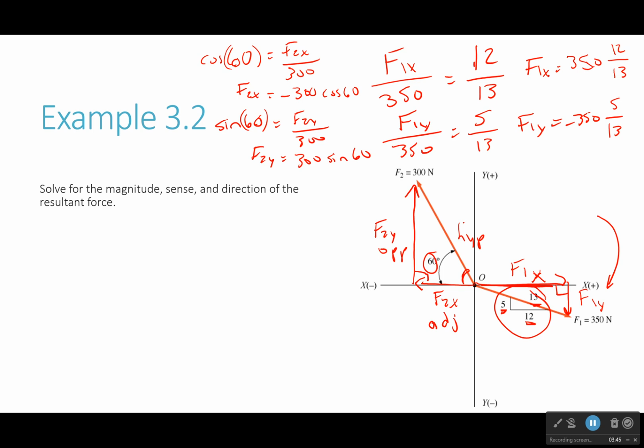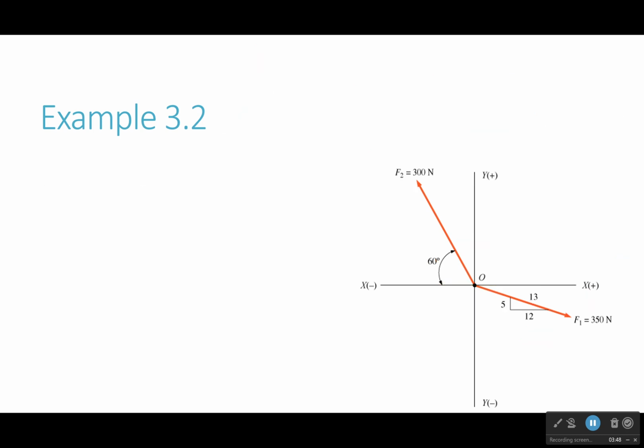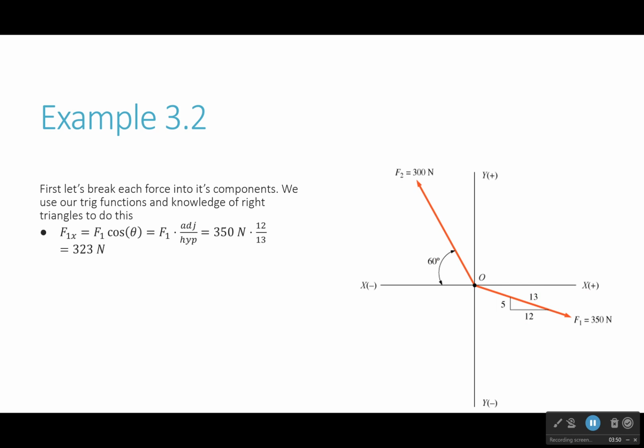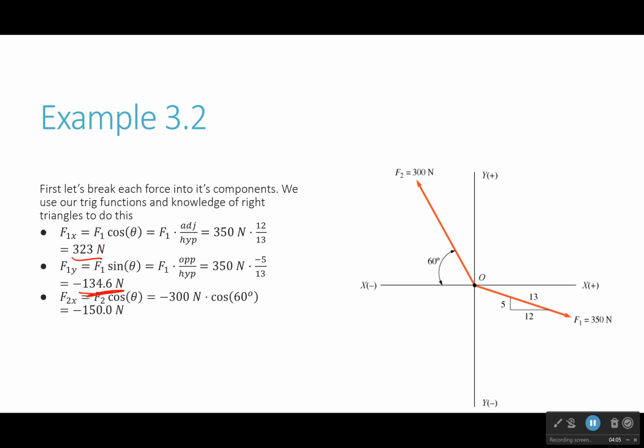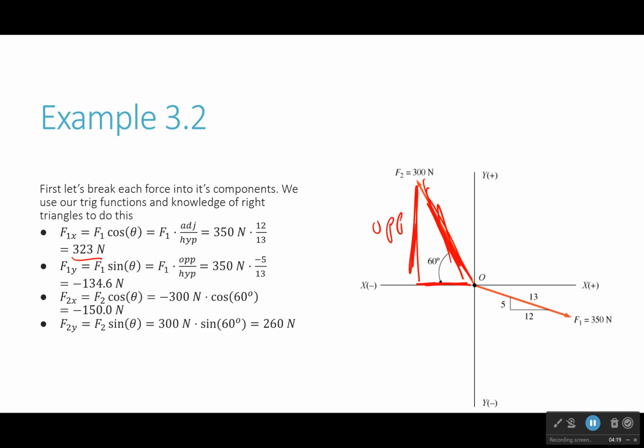So let's check my steps now by actually looking at the rest of the slide. So we break each force into its components. How did I do? I did pretty good there. Did that for F1y as well. Opposite over hypotenuse, which is negative 5 over 13, so it goes up to negative 134.6. That works out well. For F2x, we're using cosine of theta, because that's the adjacent over the hypotenuse, and it'll be negative 150. And then F2y, that's the opposite over hypotenuse, so that's sine of 60. So all these worked out well.